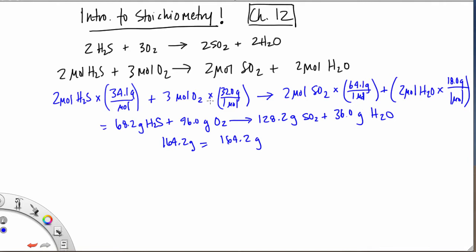So keep in mind as we work through the chapter that we always need to have a balanced chemical equation. Those coefficients are going to be very important to us, and for the most part they are going to represent moles of a substance.